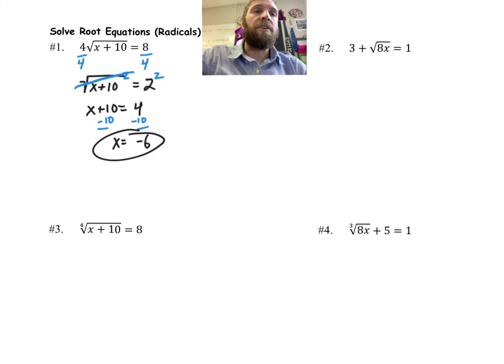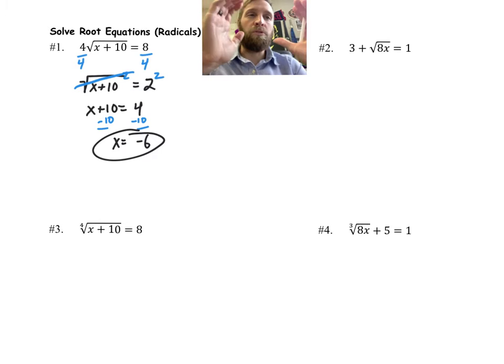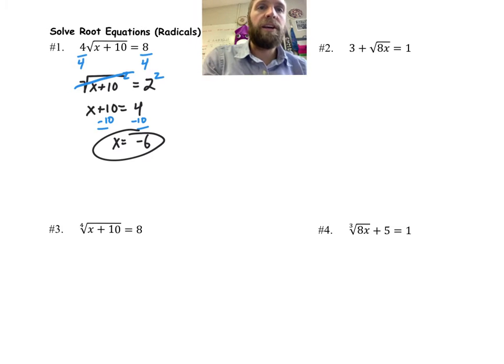Always a good idea to plug your answer back in, especially if you get a negative, because you know you can't take the square root of a negative. But if we do plug a negative back in, we do the group first, and that's negative 6 plus 10. That's a 4. You can take the square root of 4, so we're good doing the rest of that problem. But again, not a bad idea to go ahead and double check your work, double check your answers.